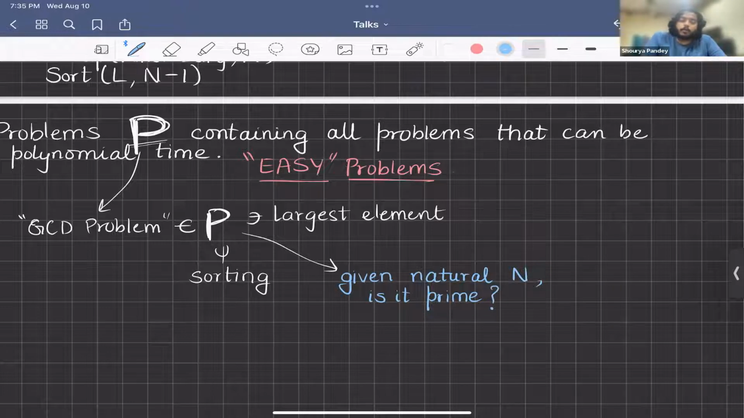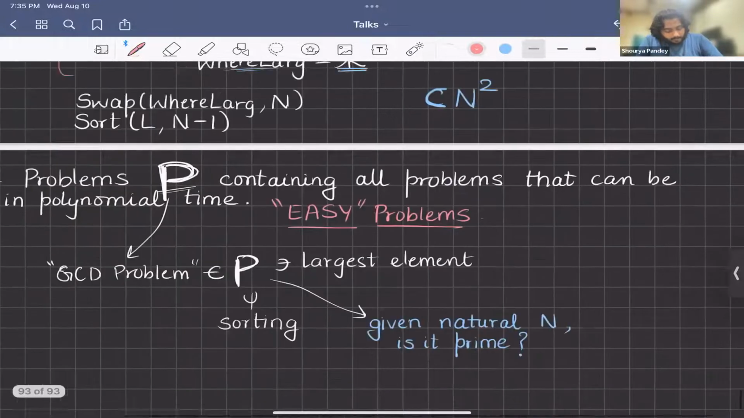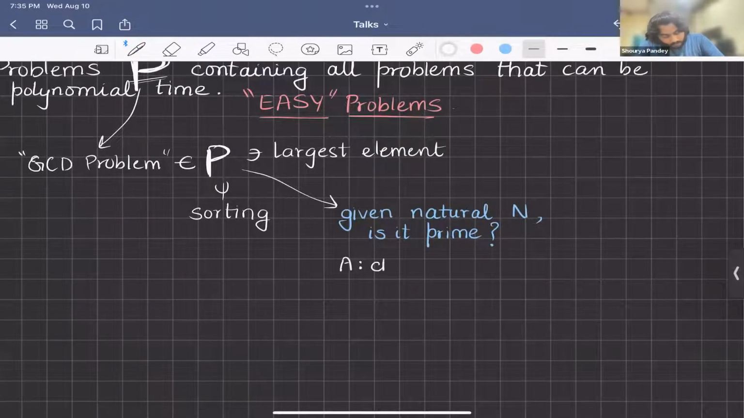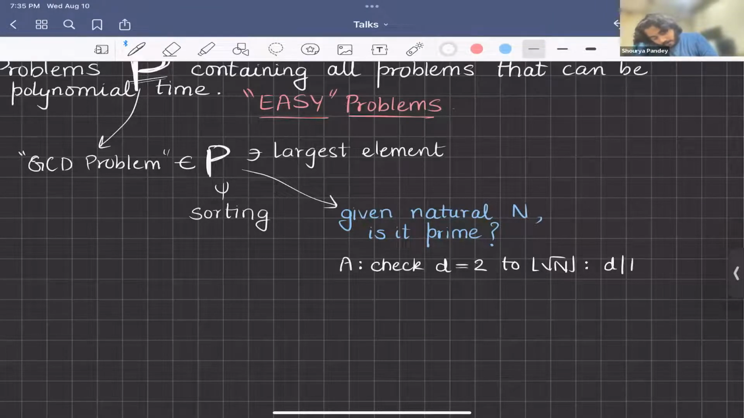And you might think, wait, don't we know a polynomial time algorithm for this? We know how to check if a number is prime or not. We check all divisors from 2 to square root of n, and doesn't that take square root of n time? So this algorithm checks from d equal to 2 to floor of root n whether d divides n. If at any point the answer is yes, then n is not prime, otherwise n is prime. So why did I say that it's not easy to show that it's in P?